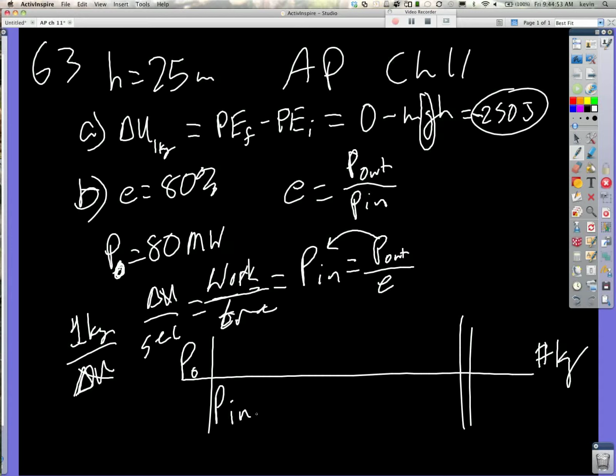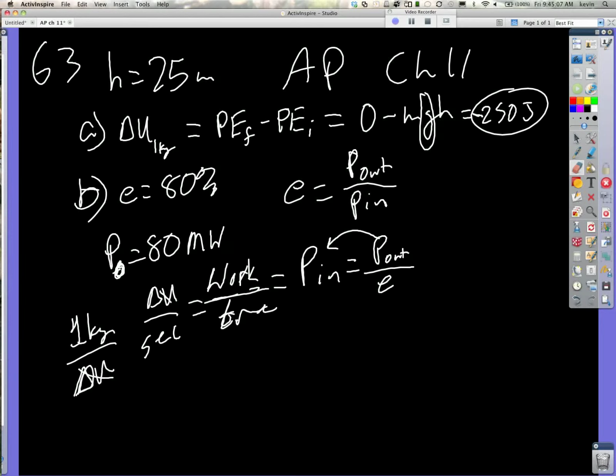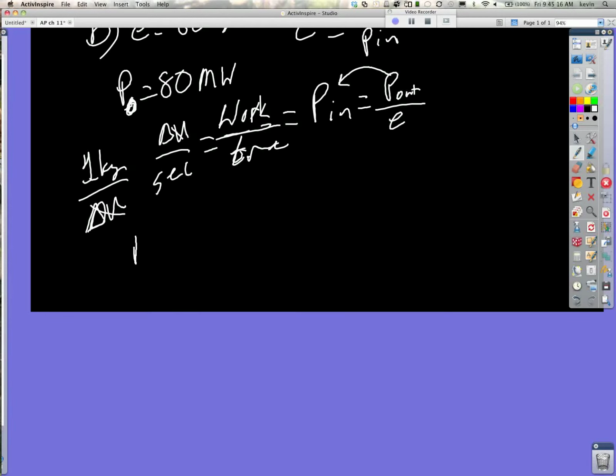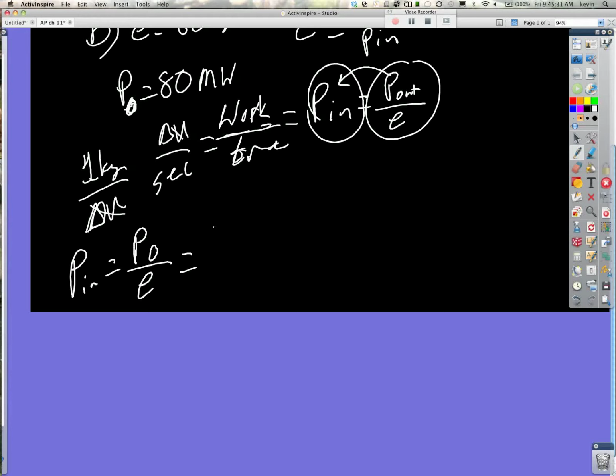Is that right? To the 8th? Yeah, because this is 80 divided by, mega is 6, yeah. So this is 8 times 10 to the 7th, and then 8 divided by 0.8 is 10, right? So that's 10 to the 7th, which should give us 1 times 10 to the 8th. Questions about that part? And so this is in joules per second. And then we know that that delta U we already calculated was 250 joules. Right? The water loses that much, which means the power plant gains that much energy per kilogram. So it's 250 joules per kilogram.